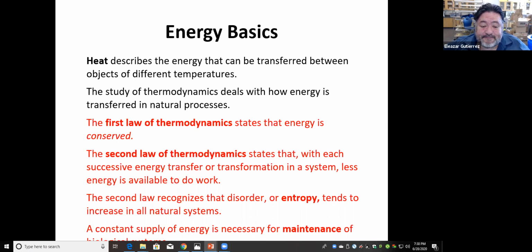And the second law recognizes that disorder or entropy tends to increase in all natural systems. So you have to think to yourself, if entropy or chaos is the law of the universe, then why are our bodies not chaotic? The reason is that the second law tells us that we can maintain order. We can fight entropy. But in order to do that, we have to invest energy.